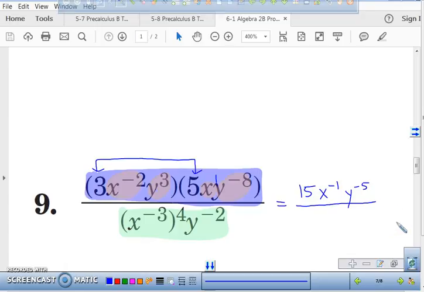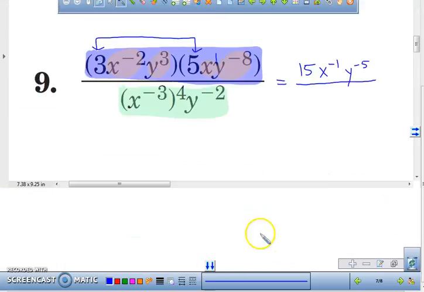And all we did was what? Simply take a -2 and add a 1 to get the -1, and we took a 3 and we added a -8 to get a -5. That's how we got those two exponents right there. Now let's look at the denominator.